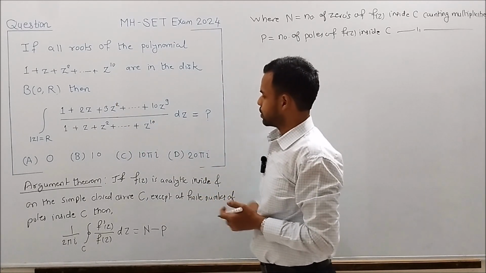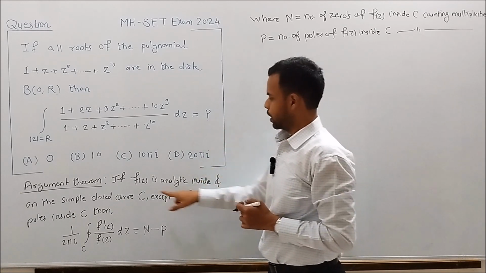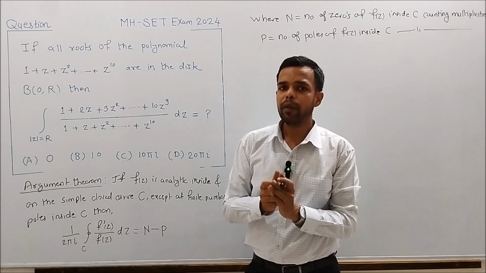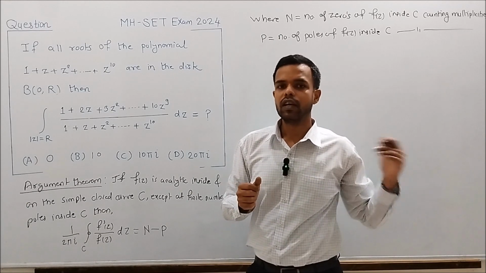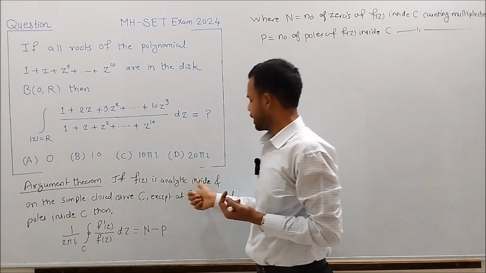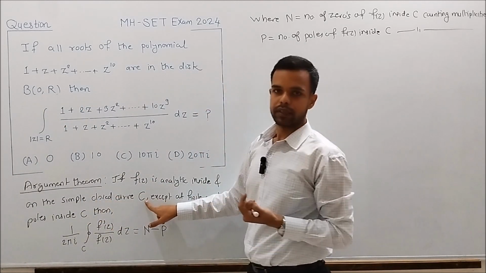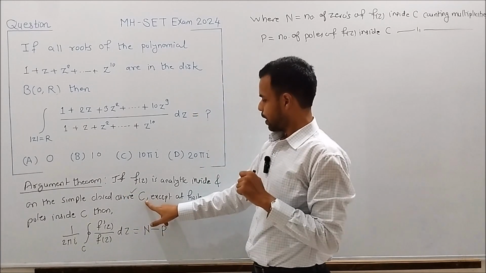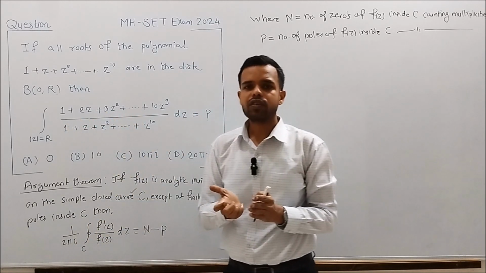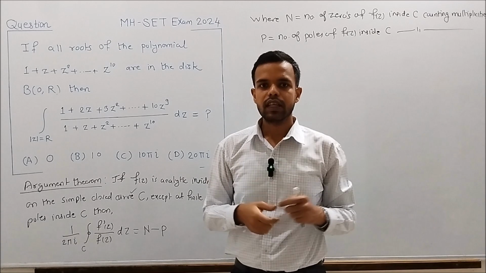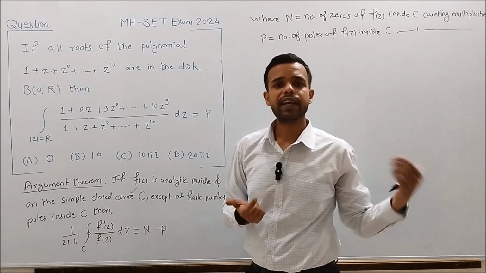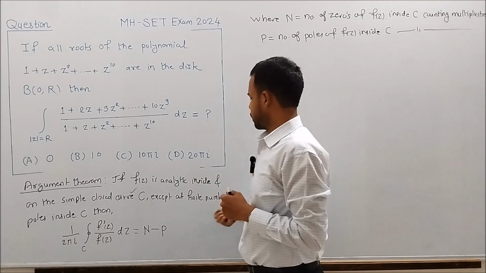Now let us check whether we have the required conditions or not. Clearly, f of z is a polynomial function, and we know that polynomial functions are analytic in the whole complex plane. So it must be analytic inside and on the boundary of this disk. So f of z is analytic inside and on the simple closed curve C. So this condition is satisfied. Okay, and except at a finite number of poles inside C. f of z is a polynomial function. It has no poles. We know that. So this condition is also satisfied because it has only a finite number of poles, that means 0 poles.